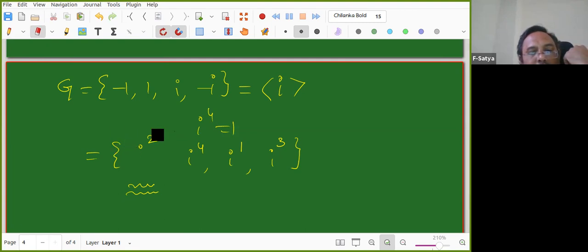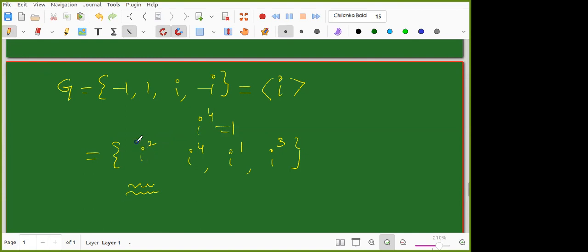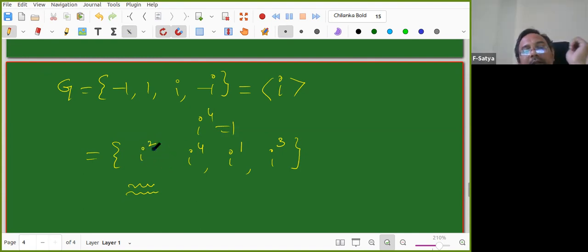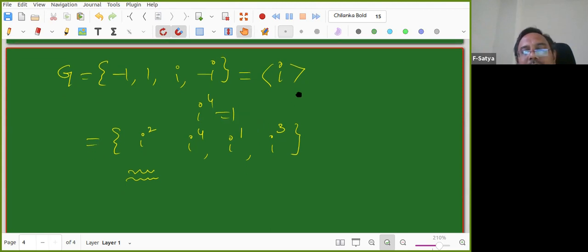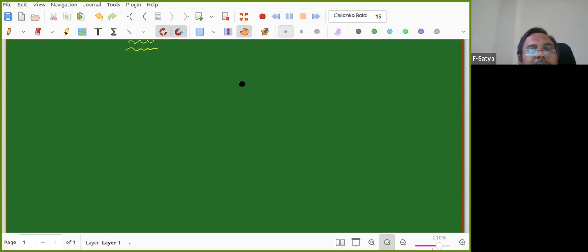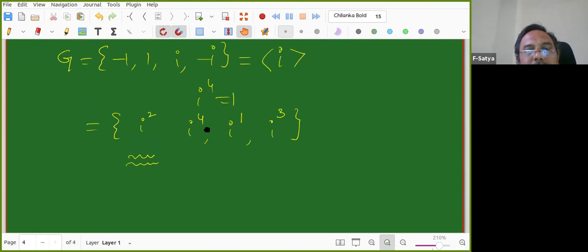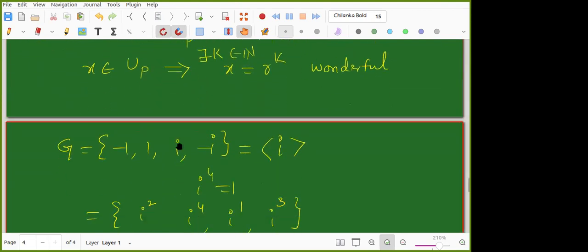Are you following? This number i squared, what is the order of this element? 2. Why? If I take the power 2, I get the identity. So it is coming to the identity before 4. Which elements do I not get identity before 4? Only when the exponent and 4 have gcd 1. So that is one way to prove it. Don't worry now, I'll prove it later. Are you somewhat convinced?